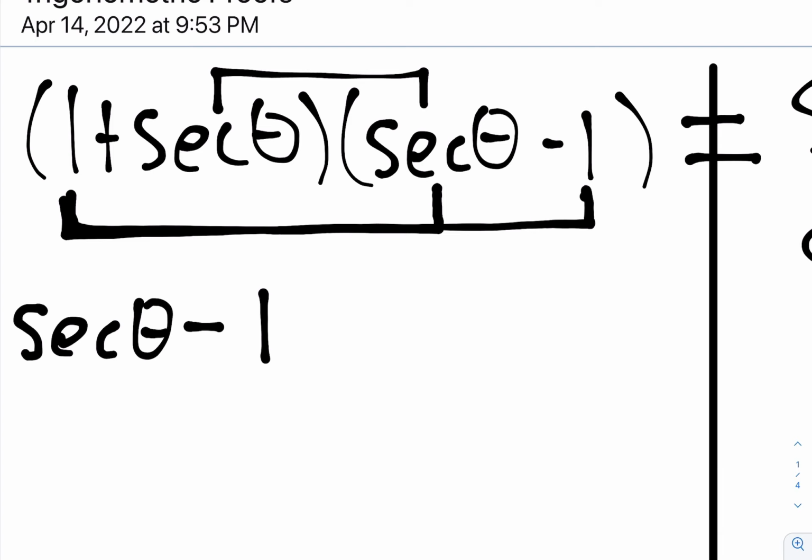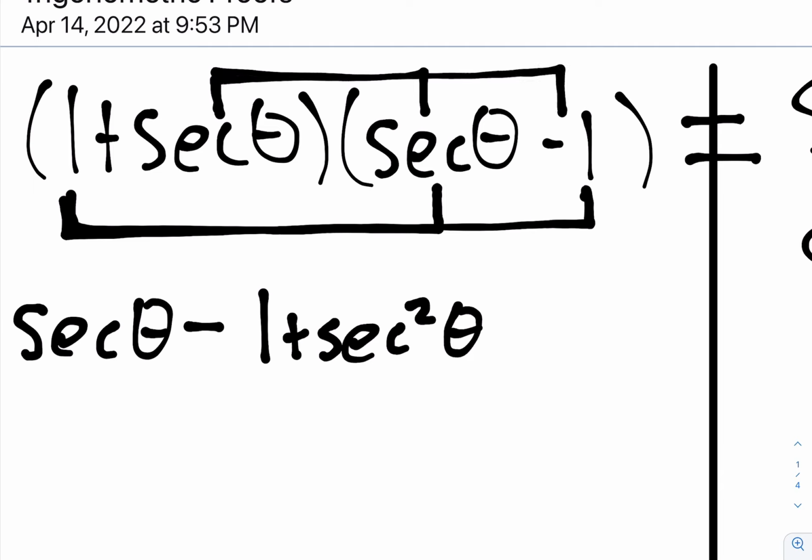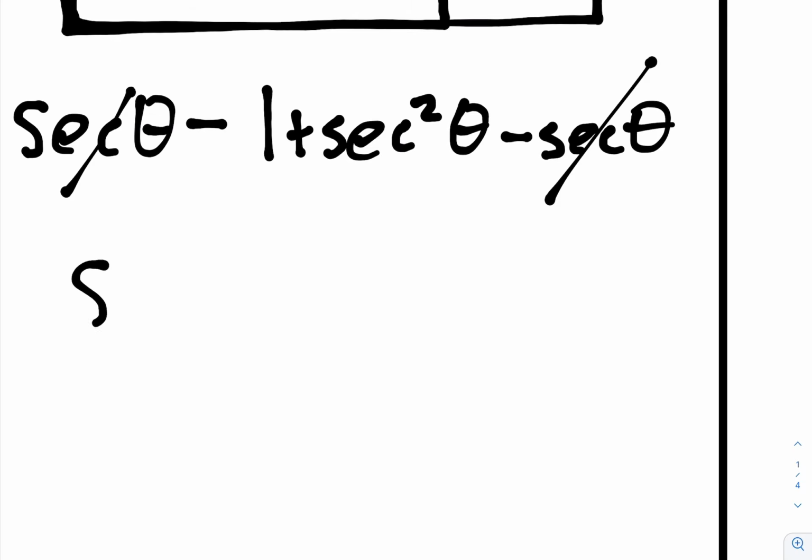Now we move on to the secant theta. Secant theta times secant theta is going to be positive secant squared theta. And last thing with the secant theta, we're going to multiply that into the negative 1. So secant theta times negative 1 is minus secant theta. You might notice that we have a positive secant theta and we're subtracting secant theta, so these two terms are going to be gone, and all we're left with is secant squared theta minus 1.